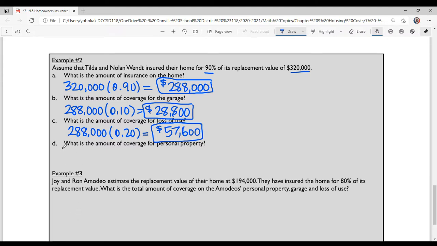And then finally, what is the amount of coverage for personal property? That's 50%. So 288,000 times 50%. That's going to give me $144,000 to go buy clothes, toothbrush, shampoo, bed sheets, towels, kitchen plates, all those things.